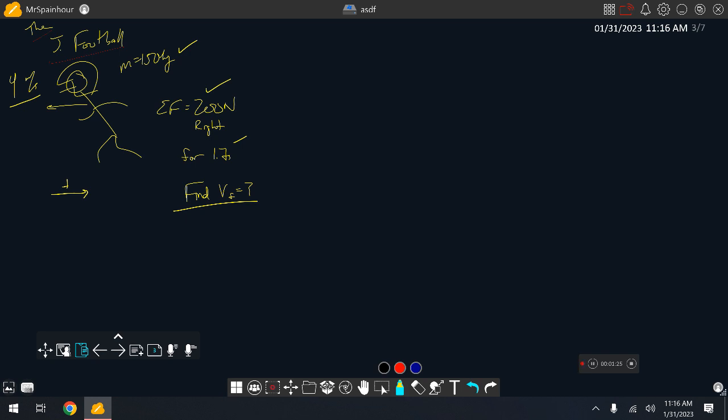And I assume you've paused and you didn't just keep watching the video. But again, if you want the answer, skip to the end. If you want to see how to do it, here's what we do. We are dealing with the impulse momentum theorem. So there's the impulse momentum theorem.